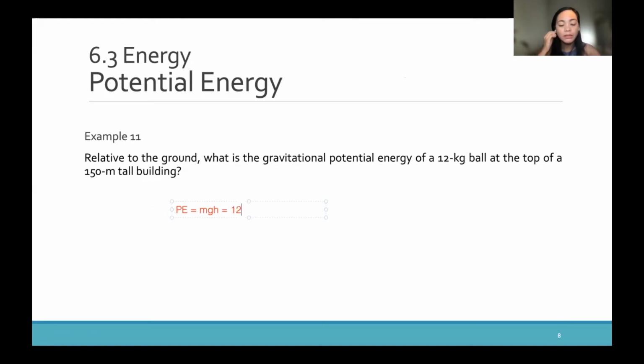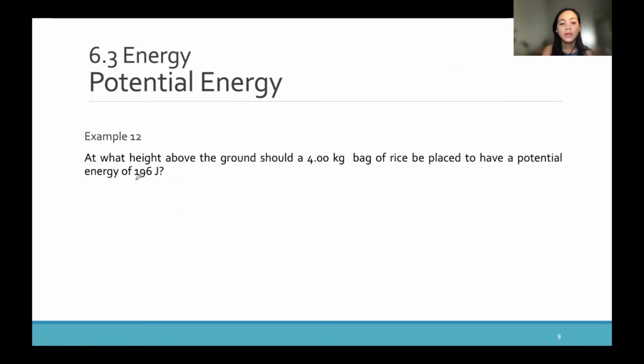So that will be 12. So that would be 12 kilograms multiplied to 9.8 as our gravity times 150 meters. Now, if you solve that, you will have this answer. Yan, 18 kilojoules or 17,640 joules. So next one.